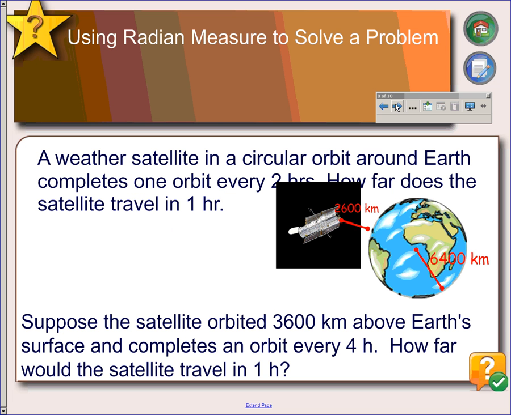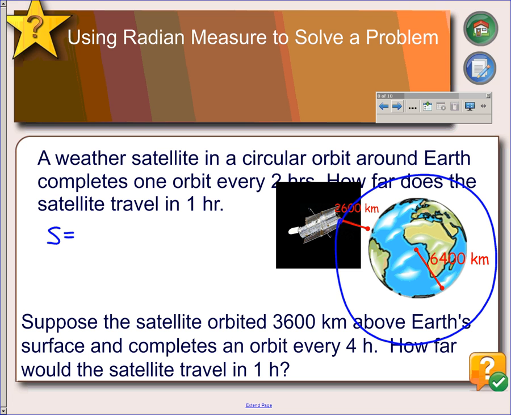Okay, and then we can use this information to answer questions such as this one. A weather satellite in a circular orbit around Earth completes one orbit every 2 hours. So that means this satellite here goes all the way around the Earth in 2 hours. How far does it travel in 1 hour? Well, if it takes 2 hours to go all the way around, it's going halfway around in 1 hour. But what is that distance?